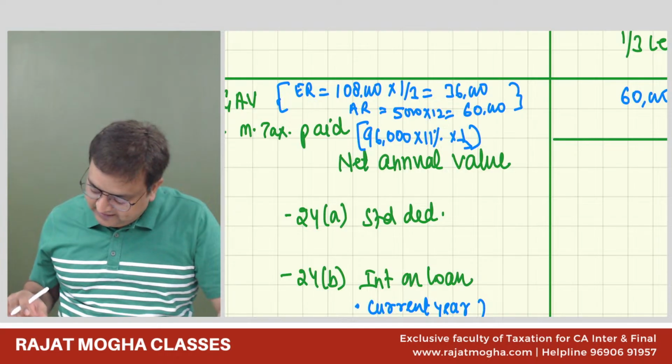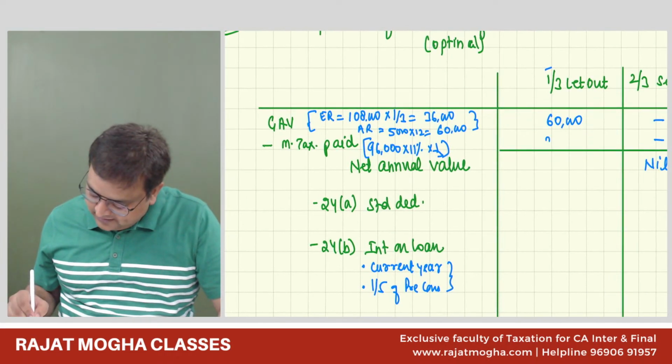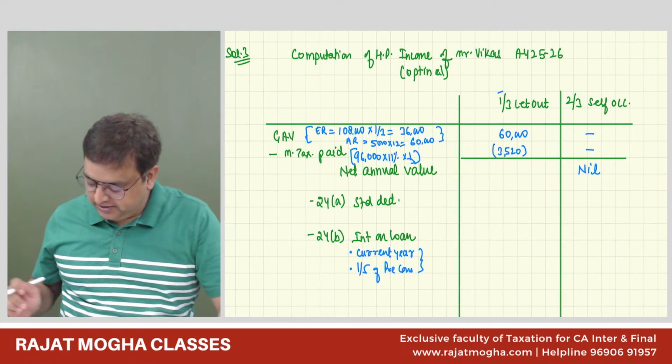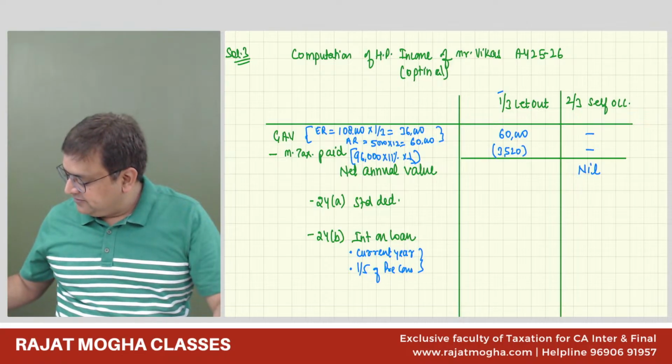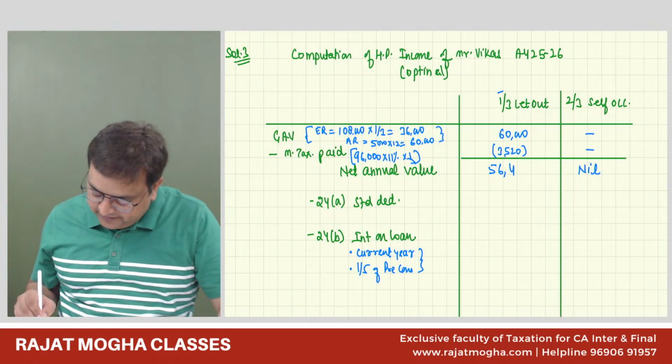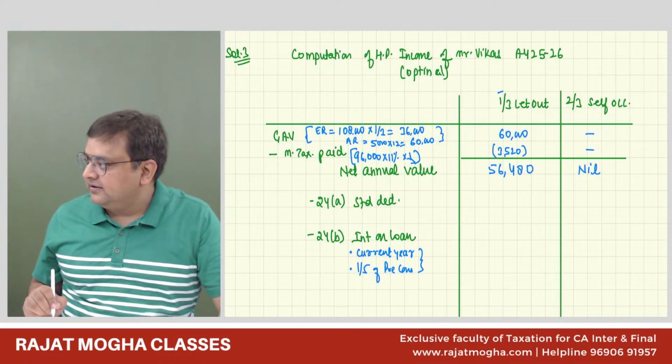So this is 3,520. This is the municipal taxes paid, only the 1/3 portion. So minus 60,000, you will get 56,480 rupees as the NAV.